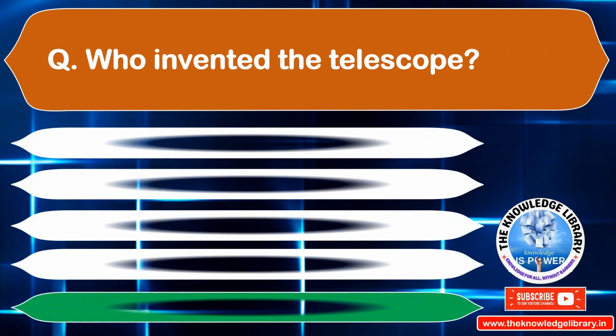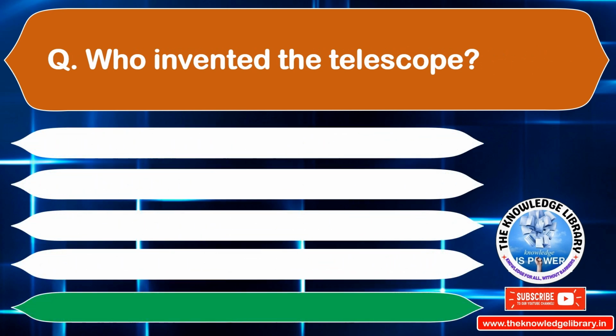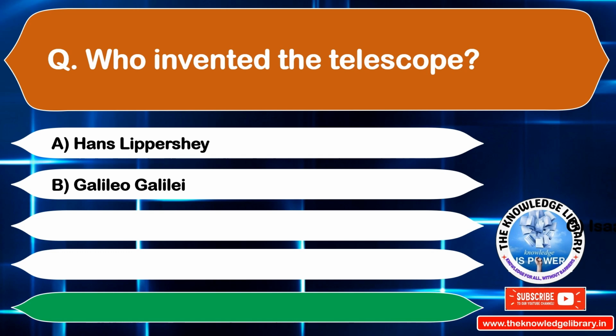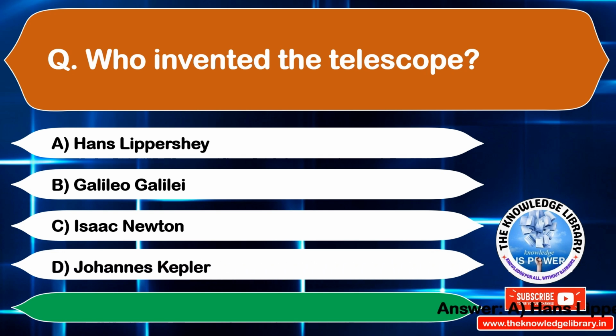Who invented the telescope? Option A. Hans Lippershey. Option B. Galileo Galilei. Option C. Isaac Newton. Option D. Johannes Kepler. The correct answer is option A. Hans Lippershey.